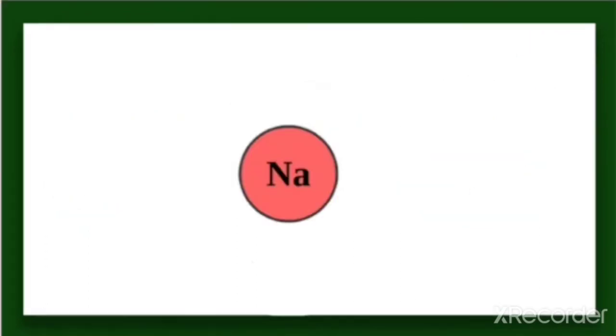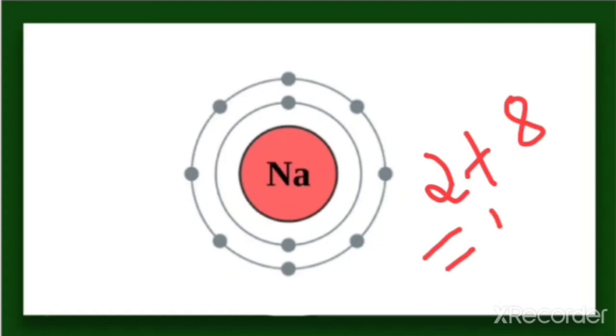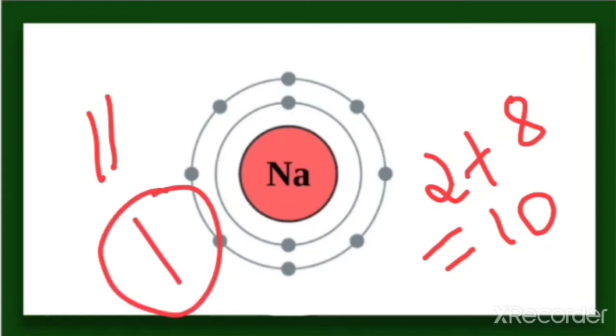In sodium, a total of 11 electrons are there. So let us make the atomic structure for it. Make the first shell with maximum 2 electrons, and the second shell with maximum 8 electrons. That means 2 electrons in the first shell and 8 electrons in the second shell, that is equal to 10 electrons. So we have filled 10 electrons. Since it has 11 electrons, how much is remaining? 1 electron is still remaining.